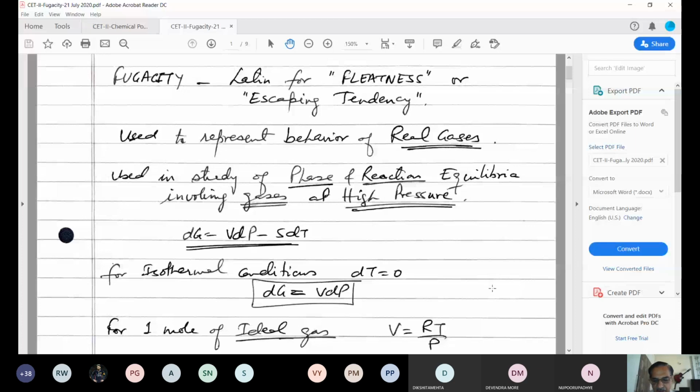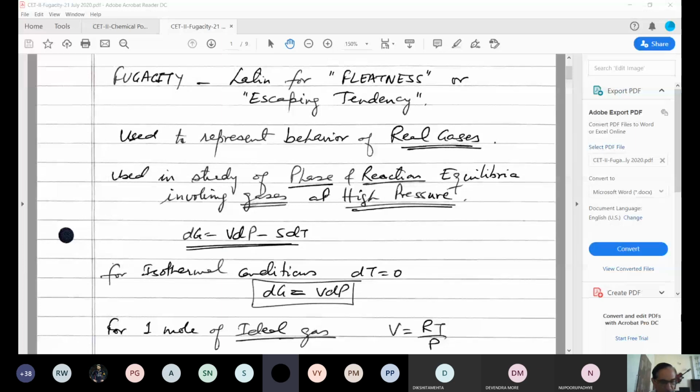Ideal gases is very easy. We can measure pressure for ideal gases, PV equals RT, and the equation is there to predict all the properties. But for real gases, it is not easy. And what is the difference between ideal and real gases? Who can tell me? You have done thermo one, right? Real gases, ideal gases.